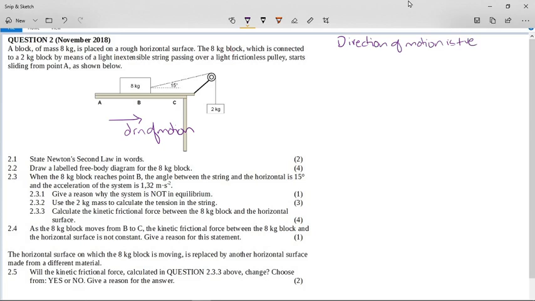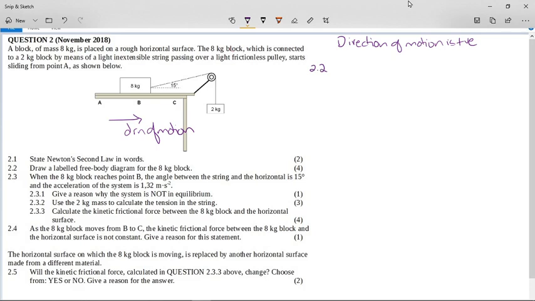Okay, state Newton's second law in words. You know this law. This is F net equals ma: if a force is applied to an object, the object will accelerate with an acceleration that is directly proportional to the force and inversely proportional to the mass of the object. Now it says to you, draw a labeled free body diagram for the 8 kilogram block. So that's this block over here.